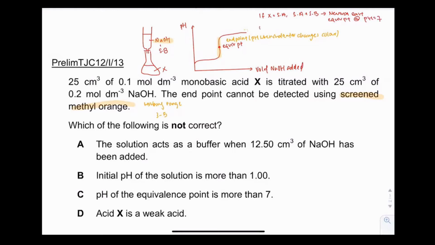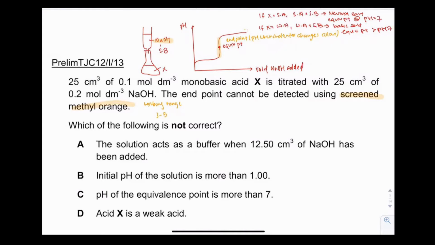Okay, and if X is a weak acid, then a weak acid reacts with the strong base to give you a basic salt, where the equivalence point is more than pH 7. Okay, so how do you remember this? You can remember it as between a strong base and a weak acid, the strong base will so-called overpower the weak acid. Hence, the salt will also be basic. That is how you can remember it.